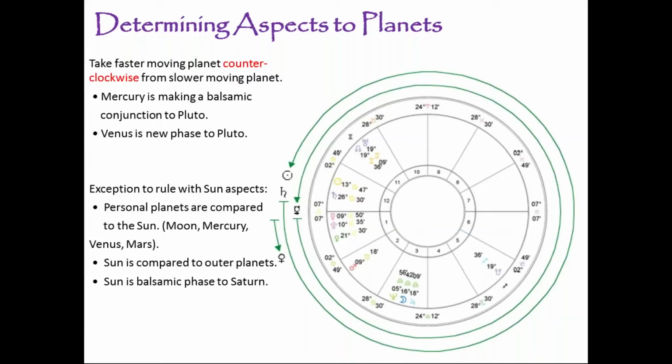There are some evolutionary astrologers who have changed one variation to Jeffrey's original teachings. Jeffrey Green said you compare everything to the sun. I compare the sun to the outer planets, Jupiter, Saturn on out. So I start with the sun and compare Moon, Mercury, Venus, Mars to the sun. But I start with the planets Jupiter on out and compare the sun to those planets. As you can see by example on your screen with Saturn, I started with Saturn, went in a counterclockwise fashion to the sun, and the sun is balsamic phase to Saturn.